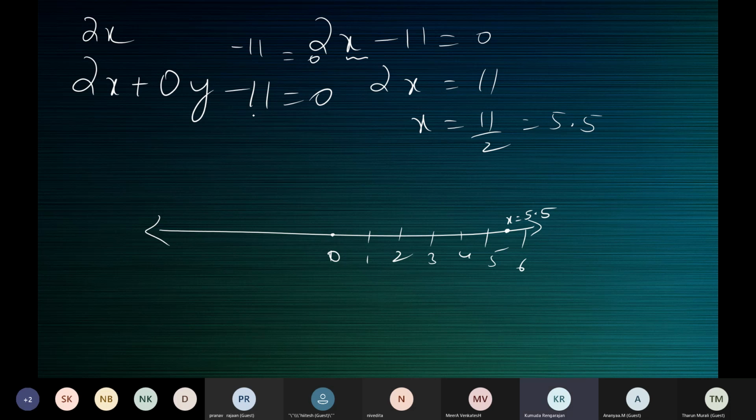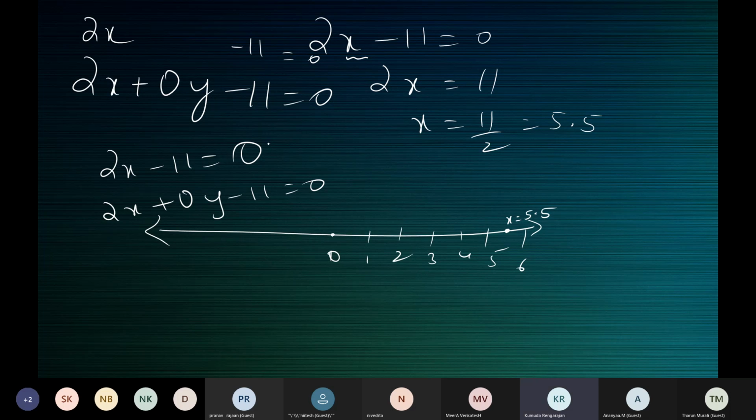2x plus 0y minus 11 is equal to 0 and 2x minus 11 is equal to 0, they're the same. Actually, they look like they mean the same. Algebraically, they mean the same. See, when 2x minus 11 is 0, 2x plus 0y minus 11 is 0 because 0y is anyway 0. But their geometrical representations are different.